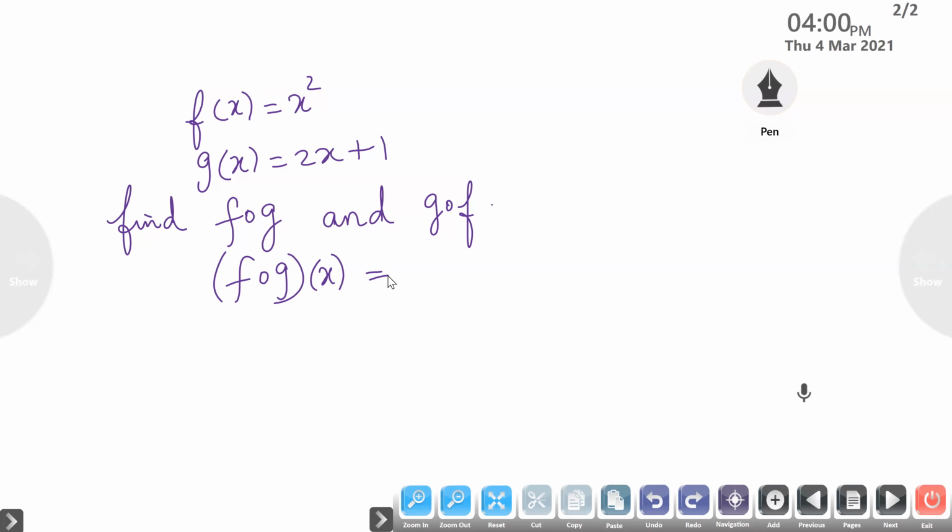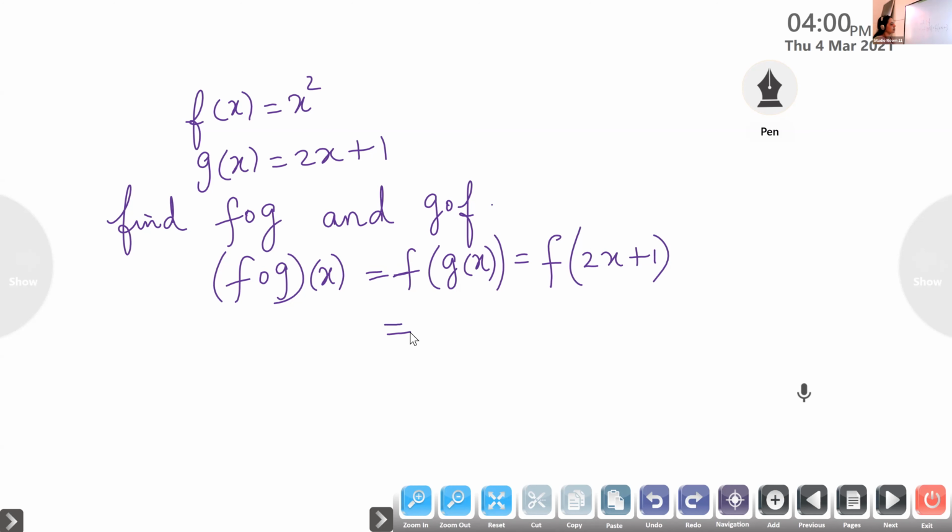F of G of X. That is F of, what is G of X? 2x plus 1. So it is F of 2x plus 1. G of X is 2x plus 1. So what is F of 2x plus 1?